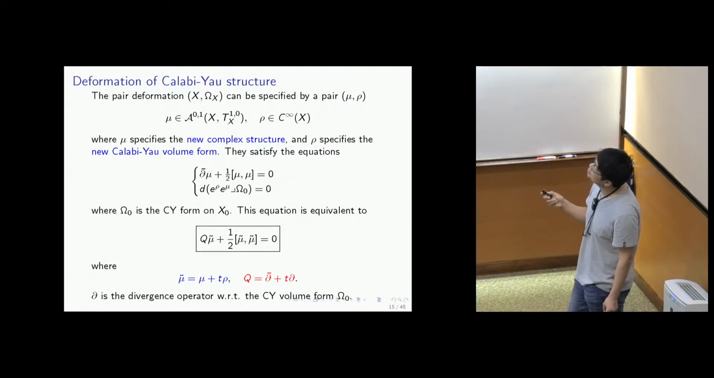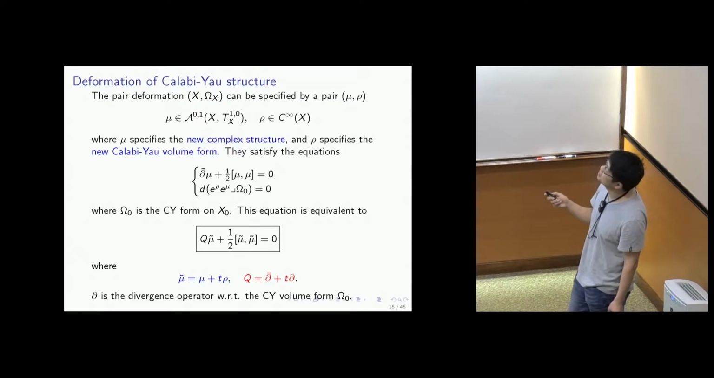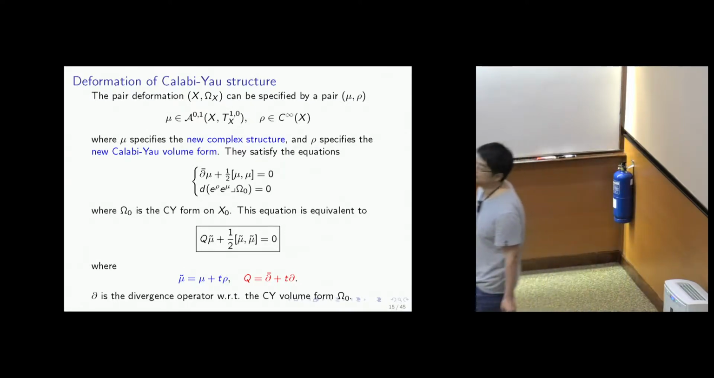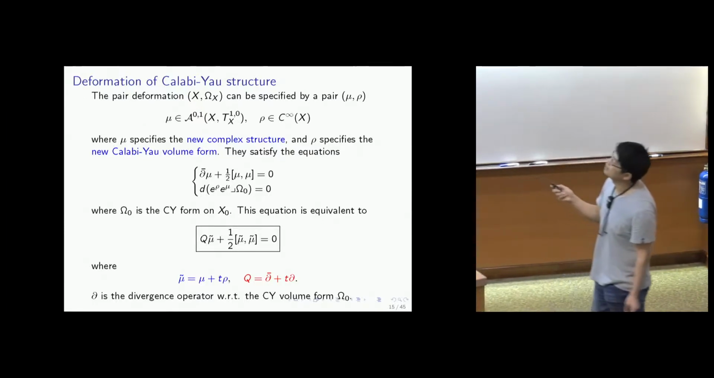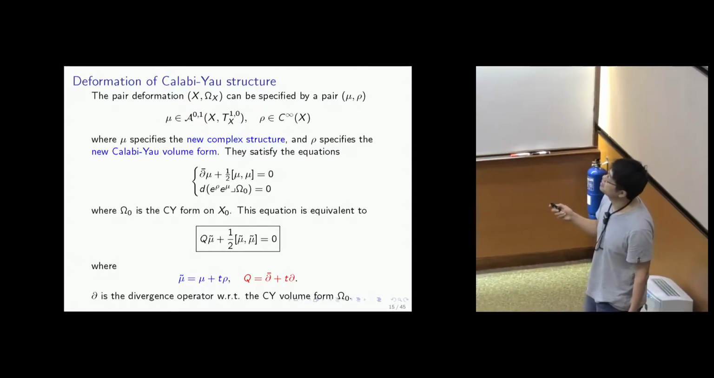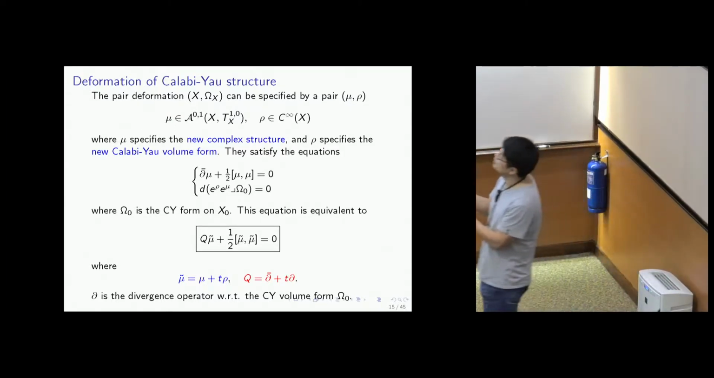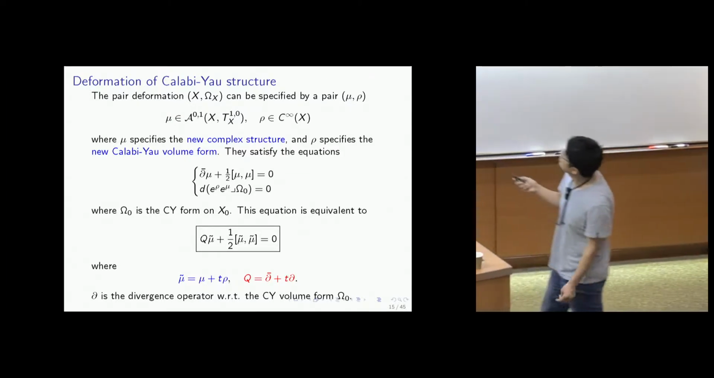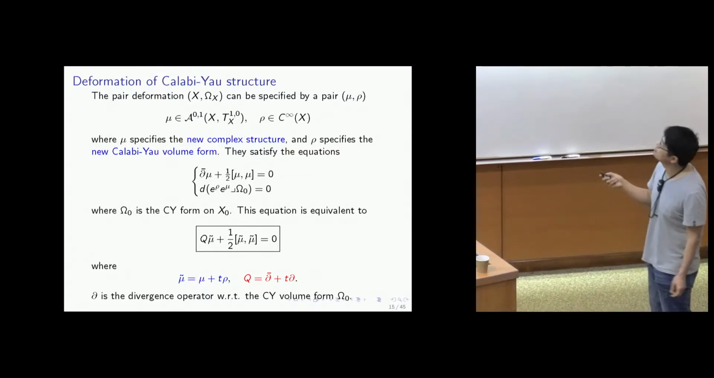But this mu is the usual one, satisfying the Maurer-Cartan equation. That's the deformation of complex structures. And this function basically is specified as a deformation of the Calabi-Yau volume form. And these two equations describe the pair deformation. But there's a nice way to look at this equation. You can package this stuff into a single equation.